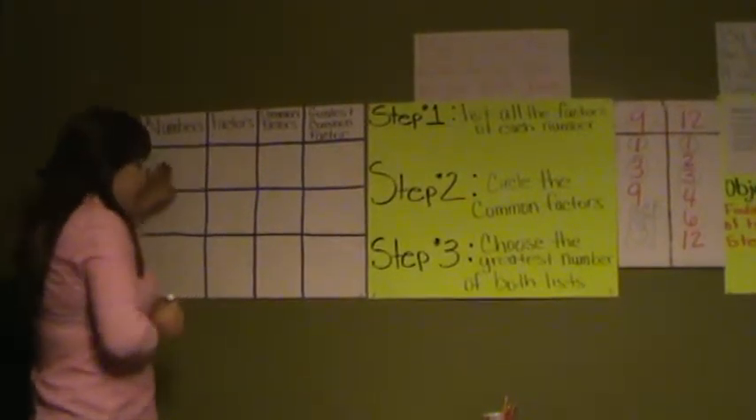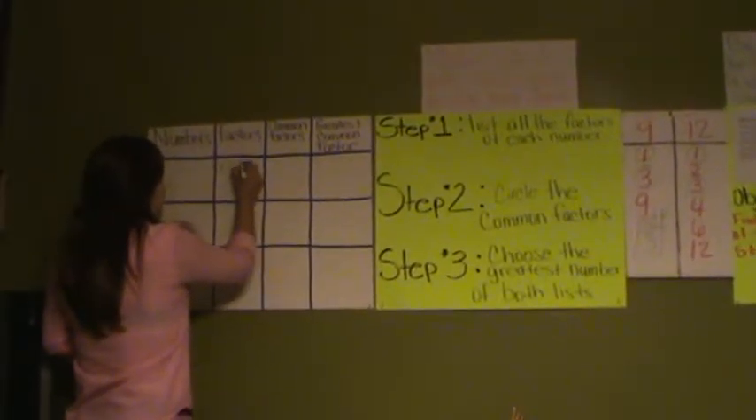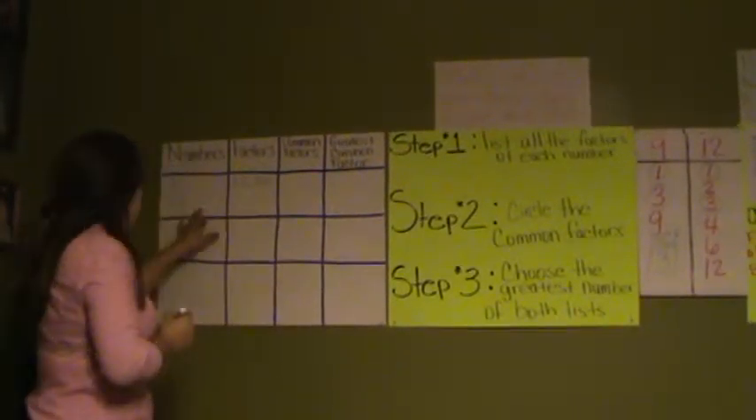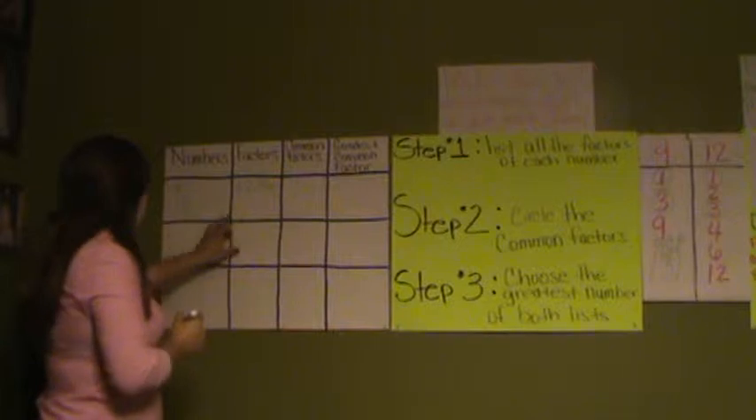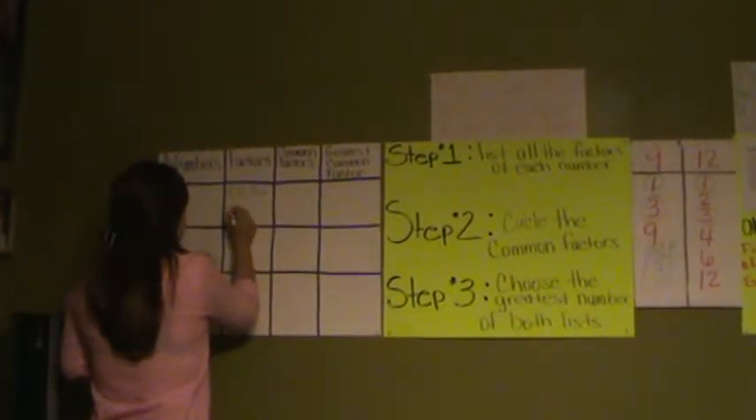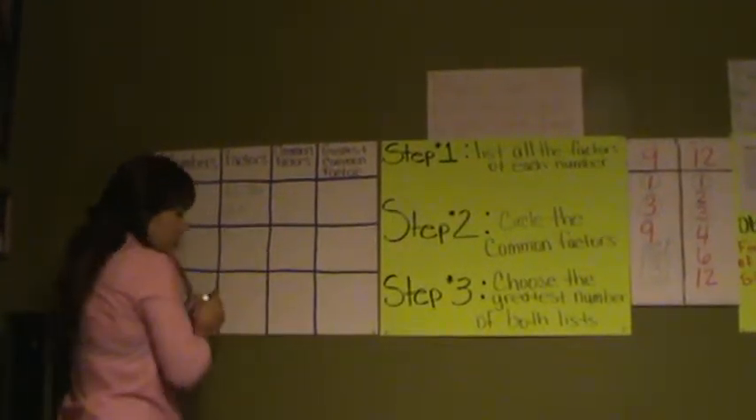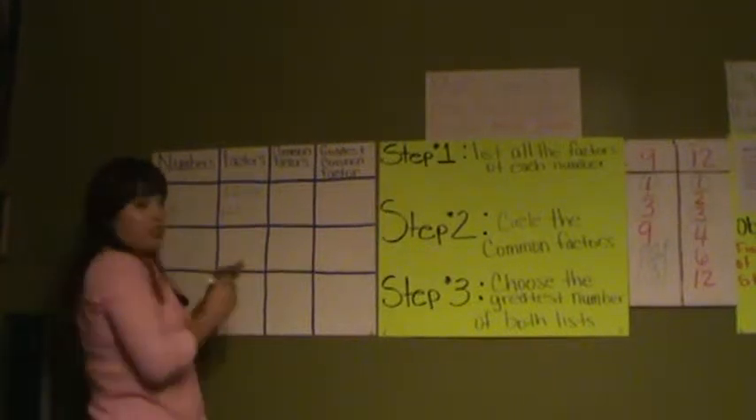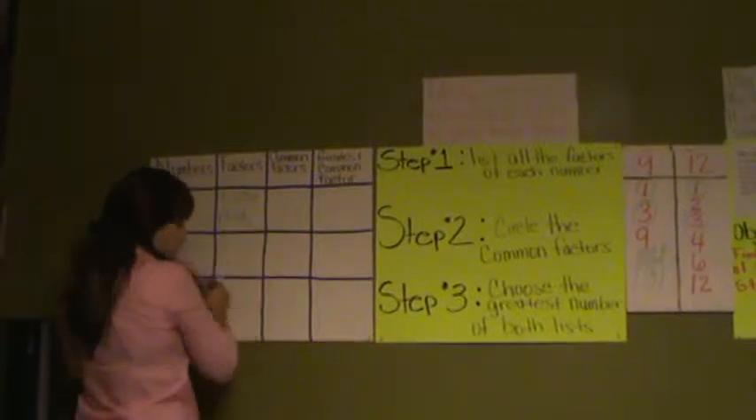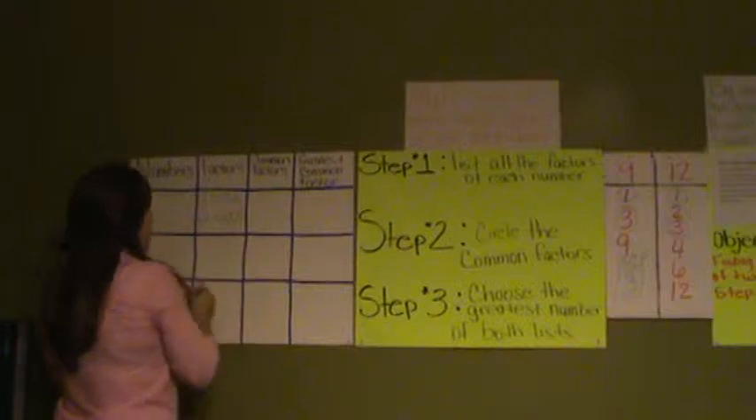What are the factors of 6? We have 1, 2, 3, and we have 6. And let's look for the factors of 18. We have 1, 2, 3, 6, and we have 9, and we have 18.